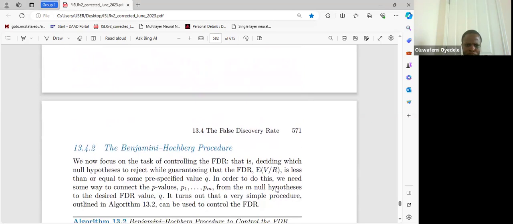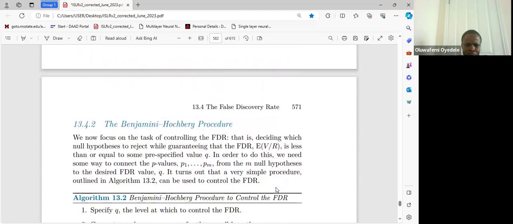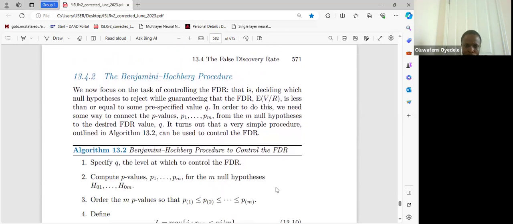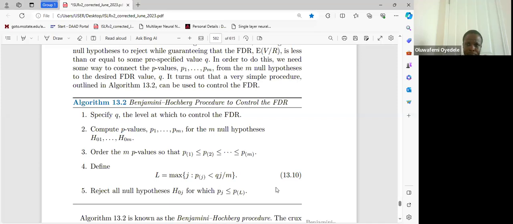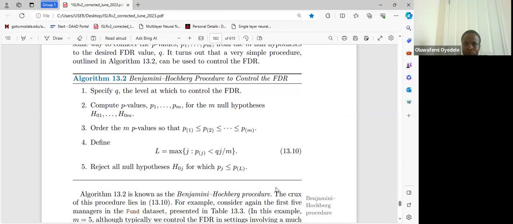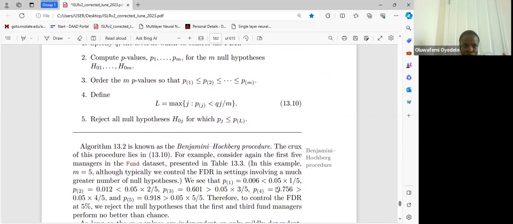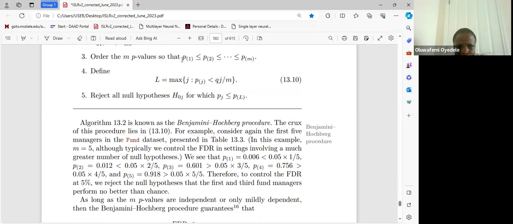So they also talk about another procedure, the Benjamini-Hochberg procedure, which has a series of steps that we can use to control the false discovery rate. First, we specify Q, which is the level at which to control the false discovery rate. Two, we compute the p-values, p1 to pm, for the m null hypotheses, H01 to H0m. Then we order the m p-values so that p1 is less than or equal to p2, less than or equal to, and so on, up to pm.